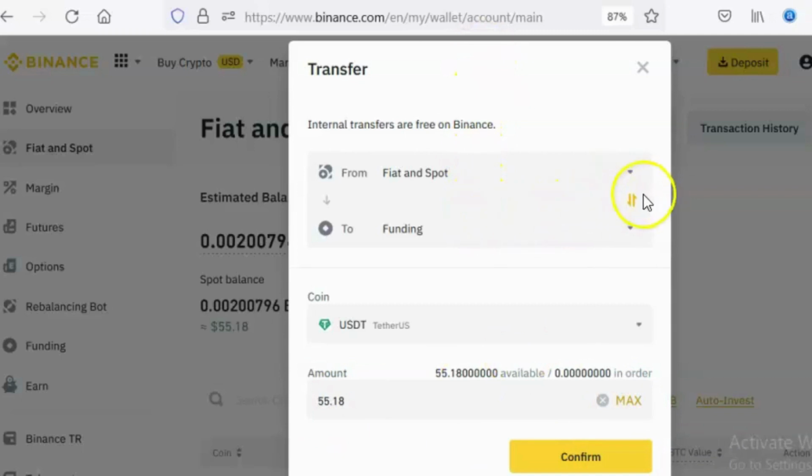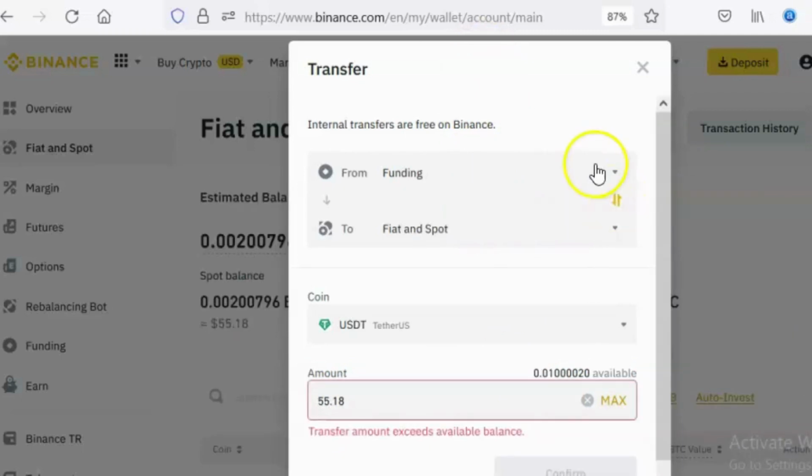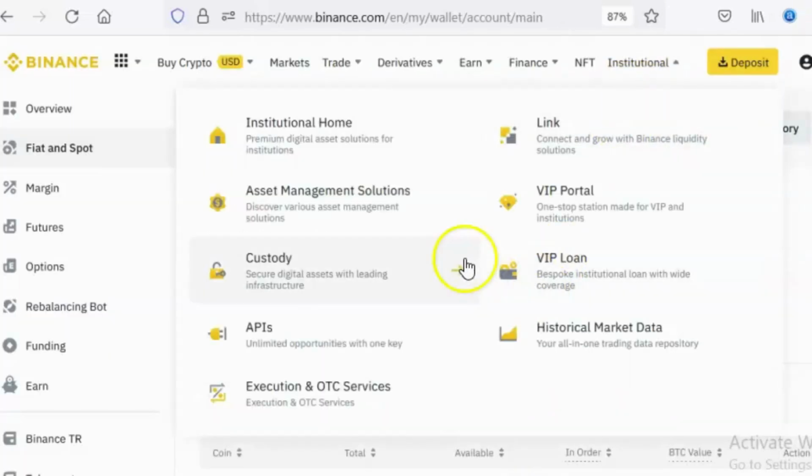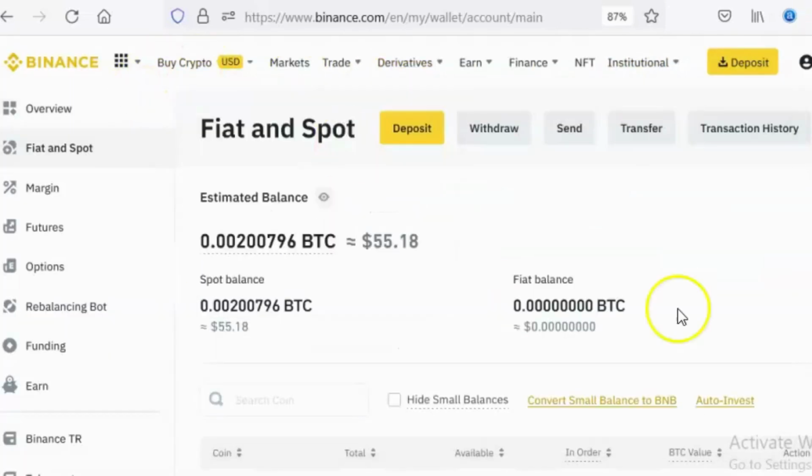But I can also want to do the opposite and say I'm transferring from funding to fiat and spot. All I need to do is that it shows me, oh no, I don't have much, the little amount I have in funding is this tiny amount. That is what I can send to fiat and spot. So basically, it's simple to transfer between one another. So as I said earlier, you can also withdraw into your external wallet, because it's the withdraw tab you will use, whether the fund is in fiat and spot or is in funding.